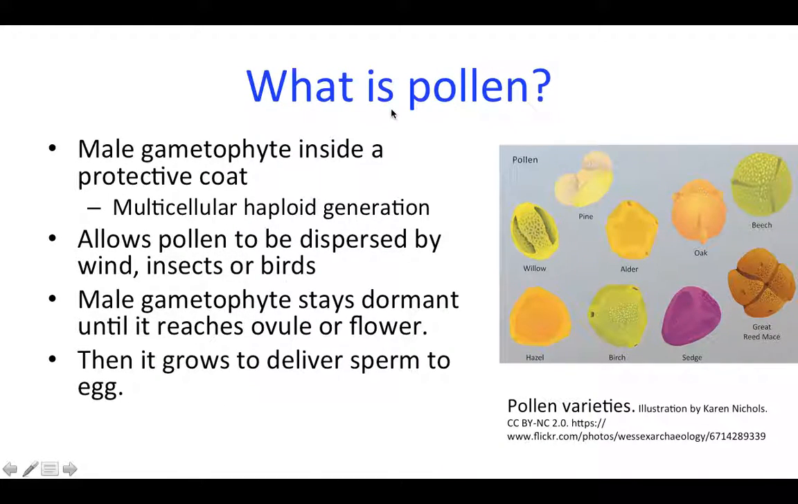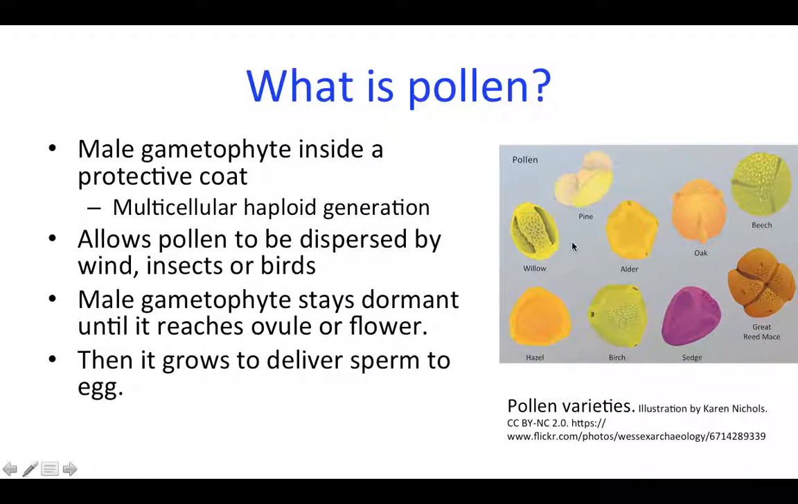We said this earlier, but to emphasize, what is pollen? Pollen is a male gametophyte inside of a protective coat. And as a gametophyte, it must be a multicellular haploid generation. So why bother doing this? Why make pollen inside a coat, instead of making the gametophyte be free living like it was, let's say, with the ferns?